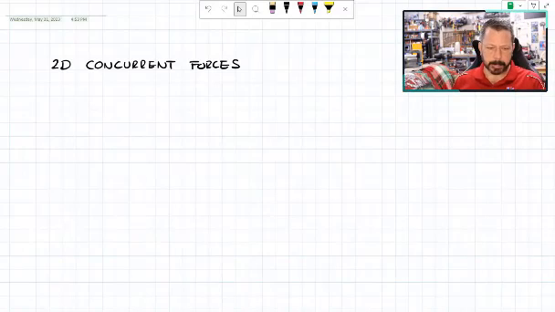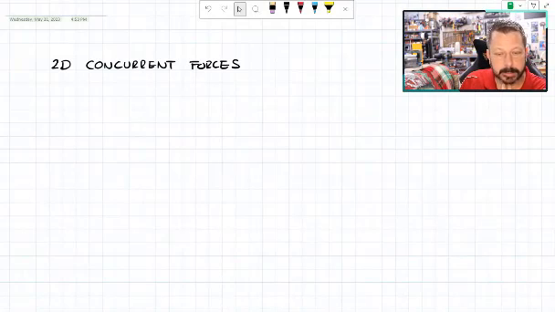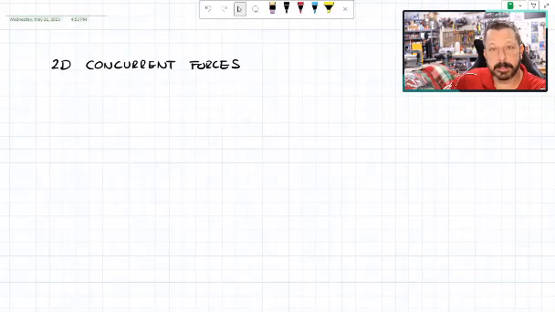All right, so 2D, we're going to do 3D next time, so that'll be Monday. But 2D just means we're working in a flat plane, like the XY plane or something like that. Forces, we do have to make sure that we're talking about force vectors and not scalars. The difference between a scalar and a vector is that a vector is associated with a direction.